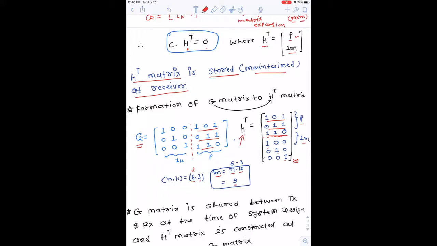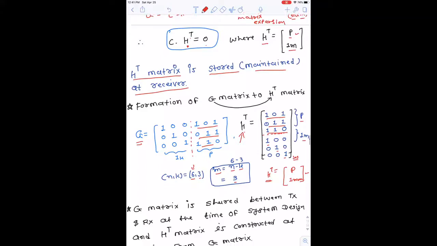So how we produce the HT matrix from the G matrix is that in the HT matrix we simply put the P matrix of the G matrix as it is, and at the bottom we form an identity matrix of size M cross M. So that is the HT matrix. The receiver will construct the HT matrix from the G matrix. But the primary requirement is that the transmitter has to share the G matrix with the receiver. Then and only then can the HT matrix be constructed. Otherwise the receiver is not able to get the HT matrix.